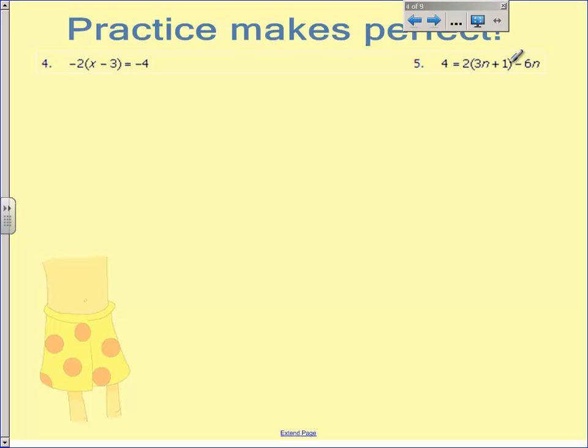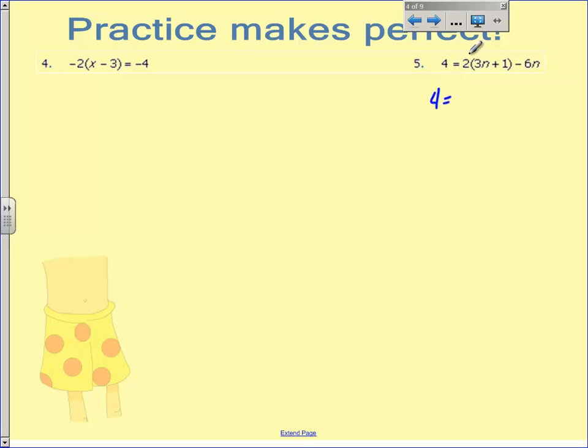Again, I'm going to have you do number 4, and I'm going to do number 5. So make sure you write down number 4 and try it. I'll throw it up at the beginning of class tomorrow so we can talk about it. But number 5, it's a lot like the one that we just did. We have to distribute and then we're going to have to combine like terms.